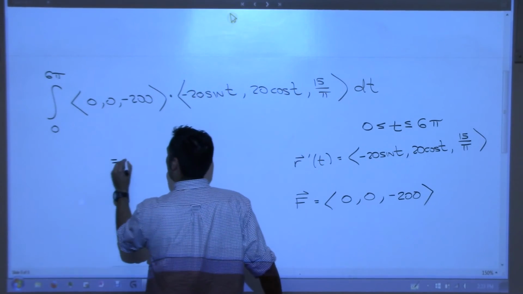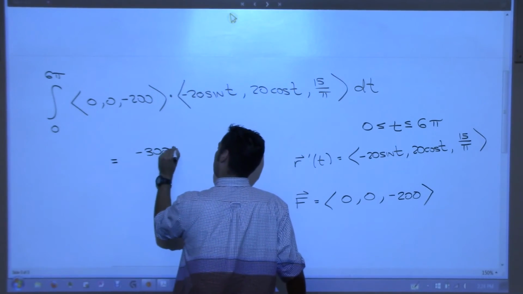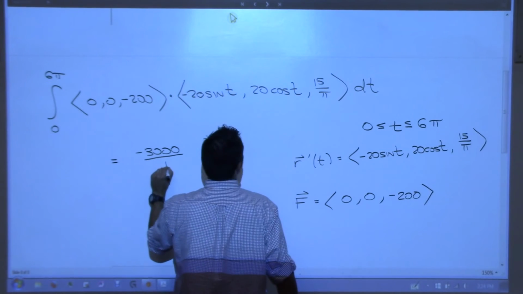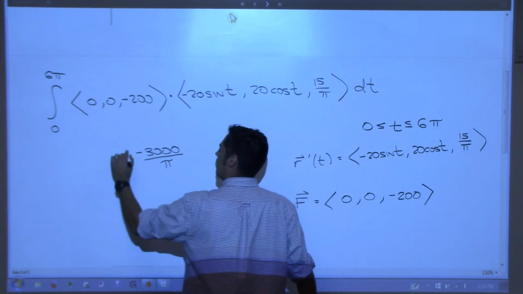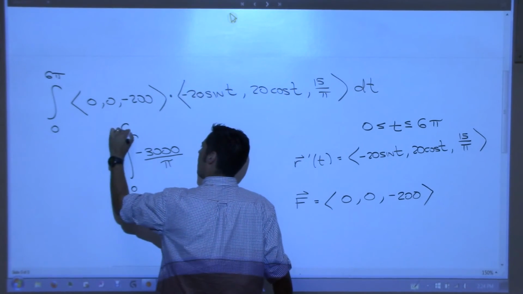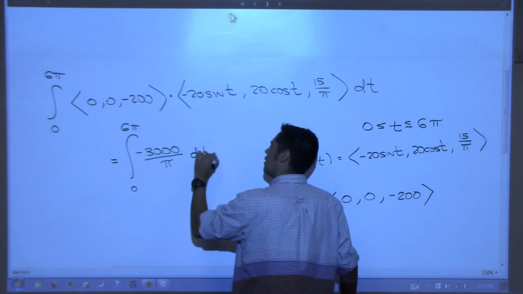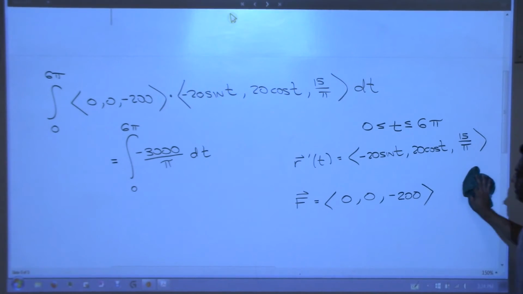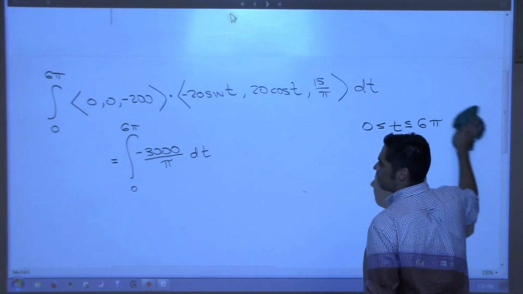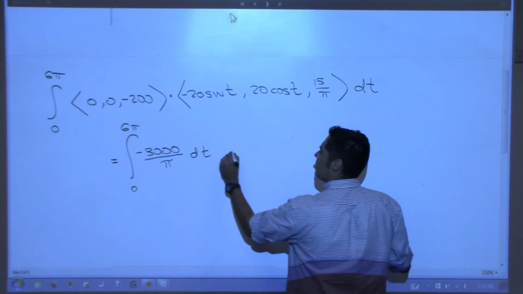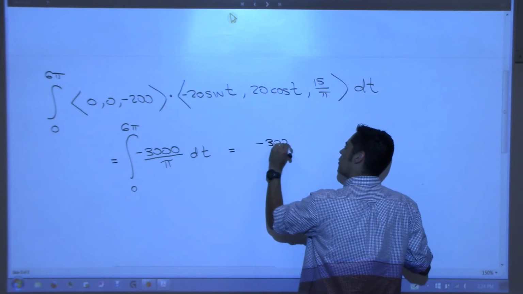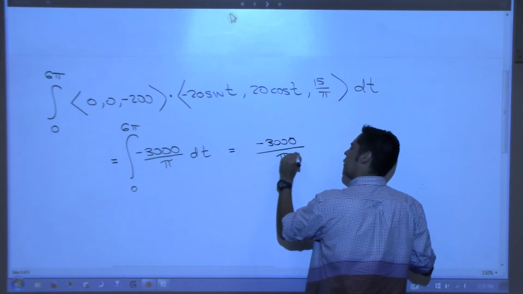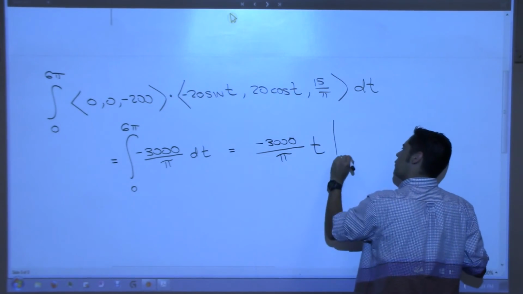Negative 3,000 over pi. Right? I'm integrating that from 0 to 6 pi dt. And this just becomes negative 3,000 over pi t evaluated from 0 to 6 pi.